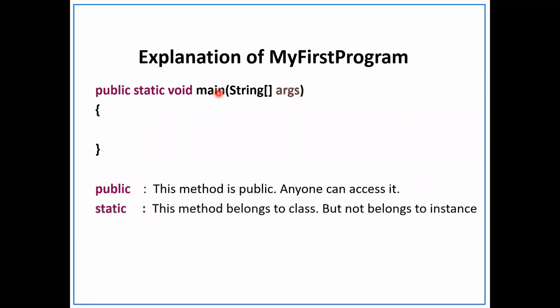What is static? Second word. In this method, second word is static. It means this main method belongs to class, and it does not belong to instance, right? Again, you'll be having questions, sir, what is meant by instance? What is meant by class?